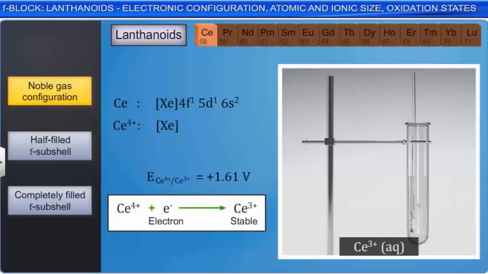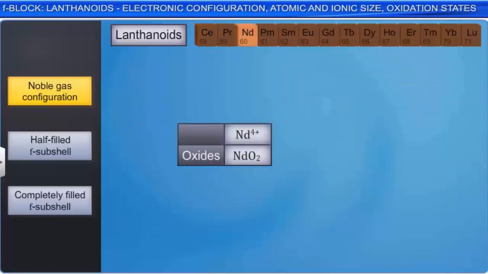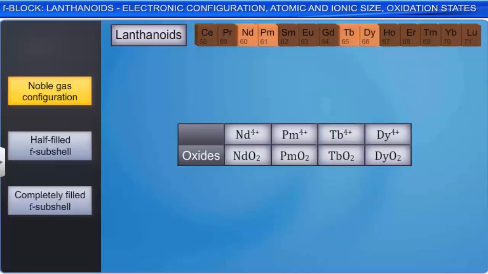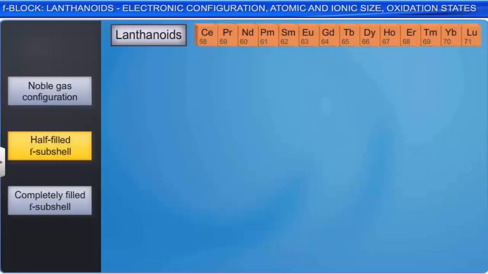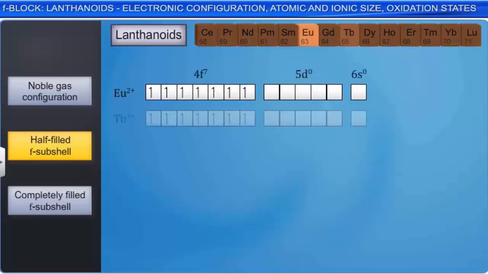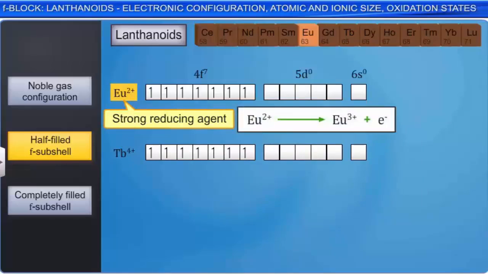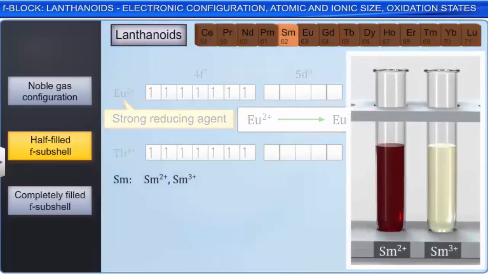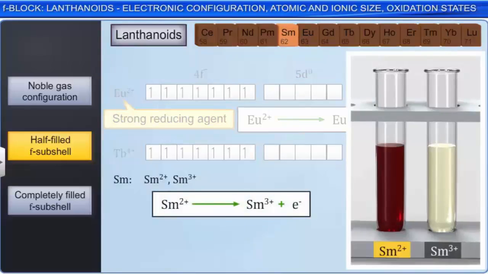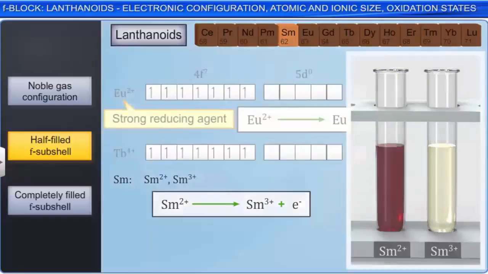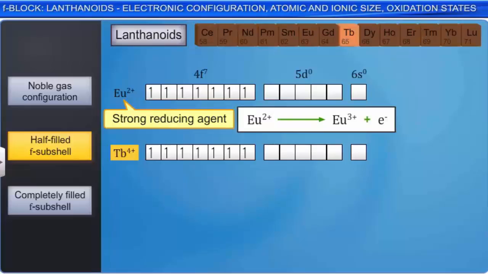The best examples of the second case are europium 2+ and terbium 4+. However, europium 2+, being a strong reducing agent, changes to +3 oxidation state. Samarium, like europium, also exhibits both +2 and +3 oxidation states. Terbium 4+, on the other hand, acts as an oxidant and gets itself reduced to +3 state. Terbium 2+ stands as an example of the third case. Terbium 2+ ion acts as a reducing agent and changes to +3 state.